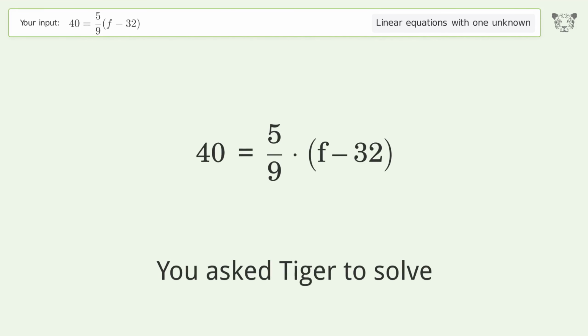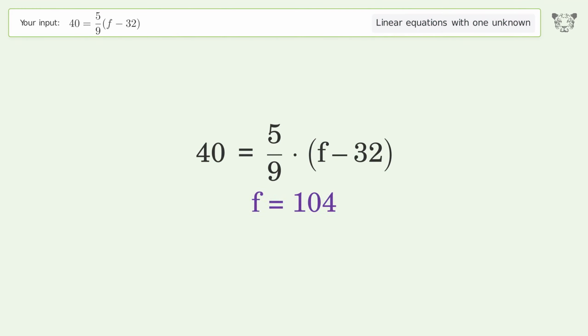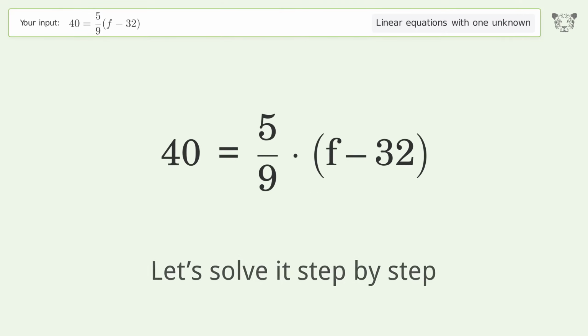You ask Tiger to solve this. It deals with linear equations with one unknown. The final result is f equals 104. Let's solve it step by step.